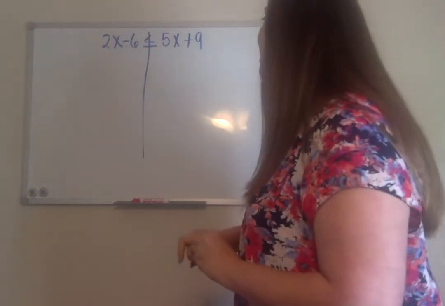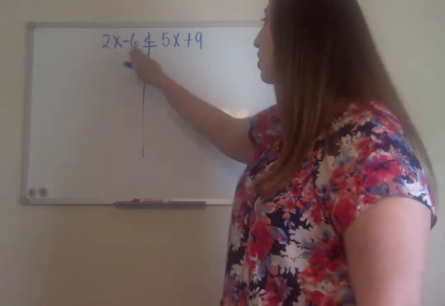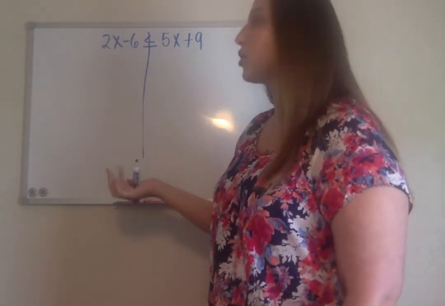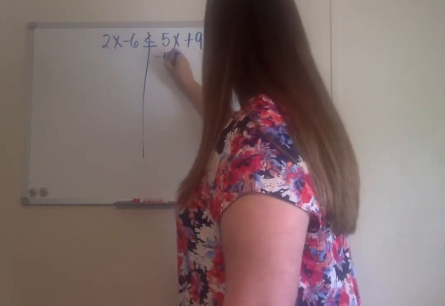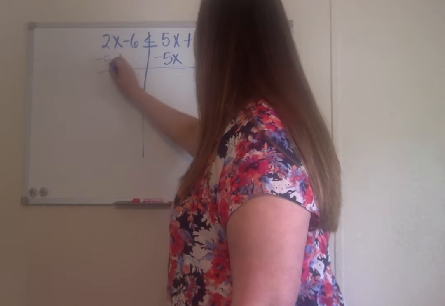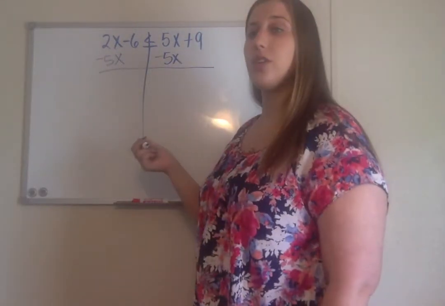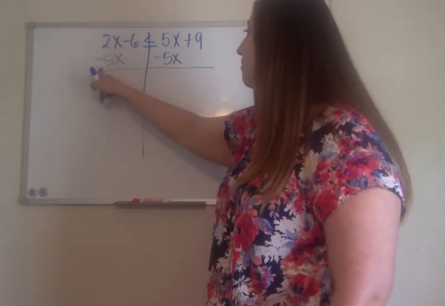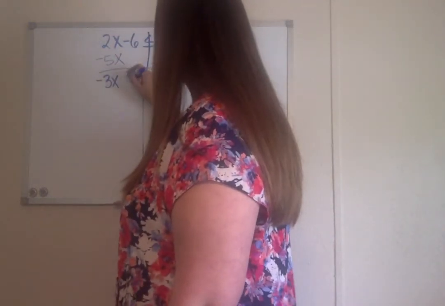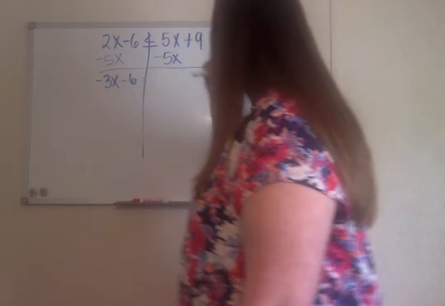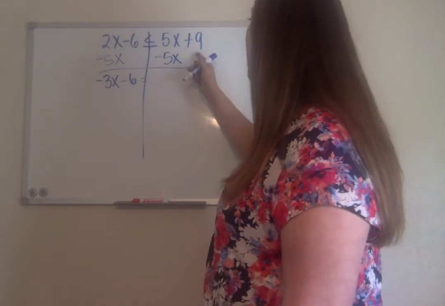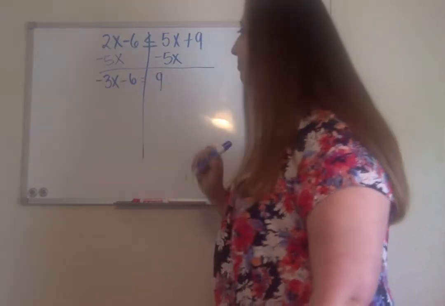In order to get this positive 5x over to the left, we have to do the opposite of it and make it negative, or subtract 5x. We're subtracting 5x on the right, so that's what we have to do on the left. Now we just solve. 2x minus 5x gives us negative 3x. We still have our minus 6. Remember, 5 minus 5 cancels and goes away, and we're just left with a positive 9.